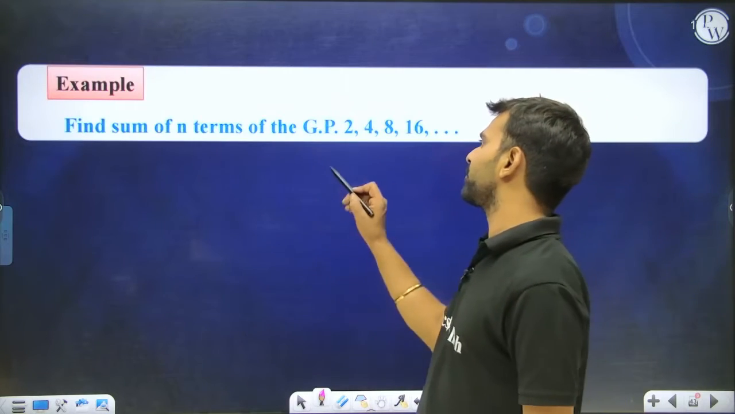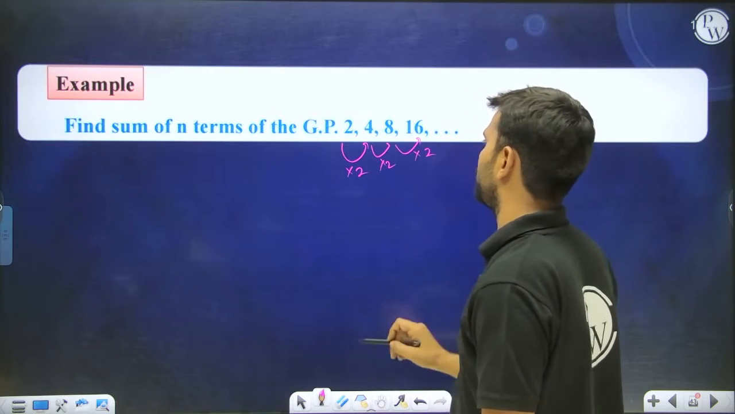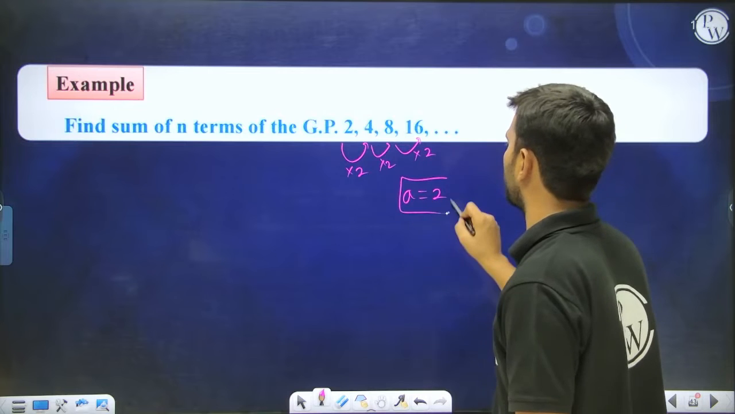Find the sum of n terms of this GP. Look, is this a GP? Yes, we need to multiply the same number again and again. So this is a GP. Okay, what is the common ratio of the GP? 2 is the common ratio of the GP.